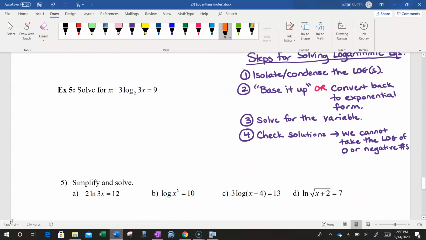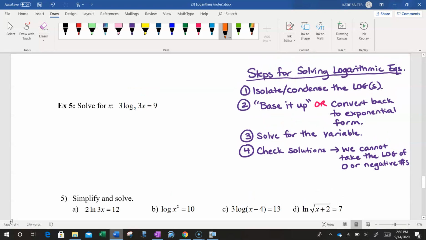All right, so next, example 5. This is a logarithmic equation. So how do we solve logarithmic equations? The first step for solving any type of logarithmic equation is to isolate the logs. In other words, condense the logs. Sometimes you might have logs on both sides. Sometimes you might only have them on one side. So in this case, we only have a logarithm on one side.